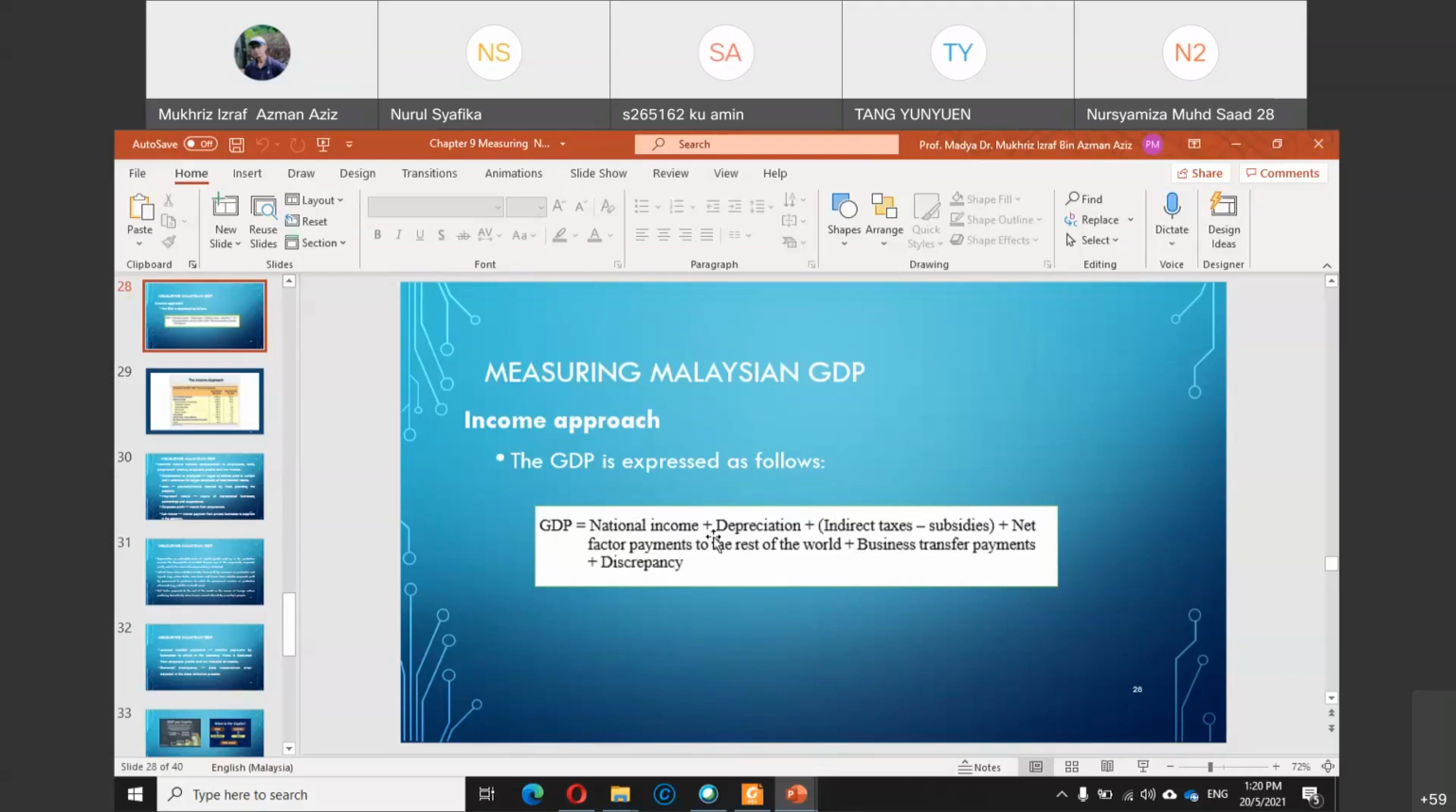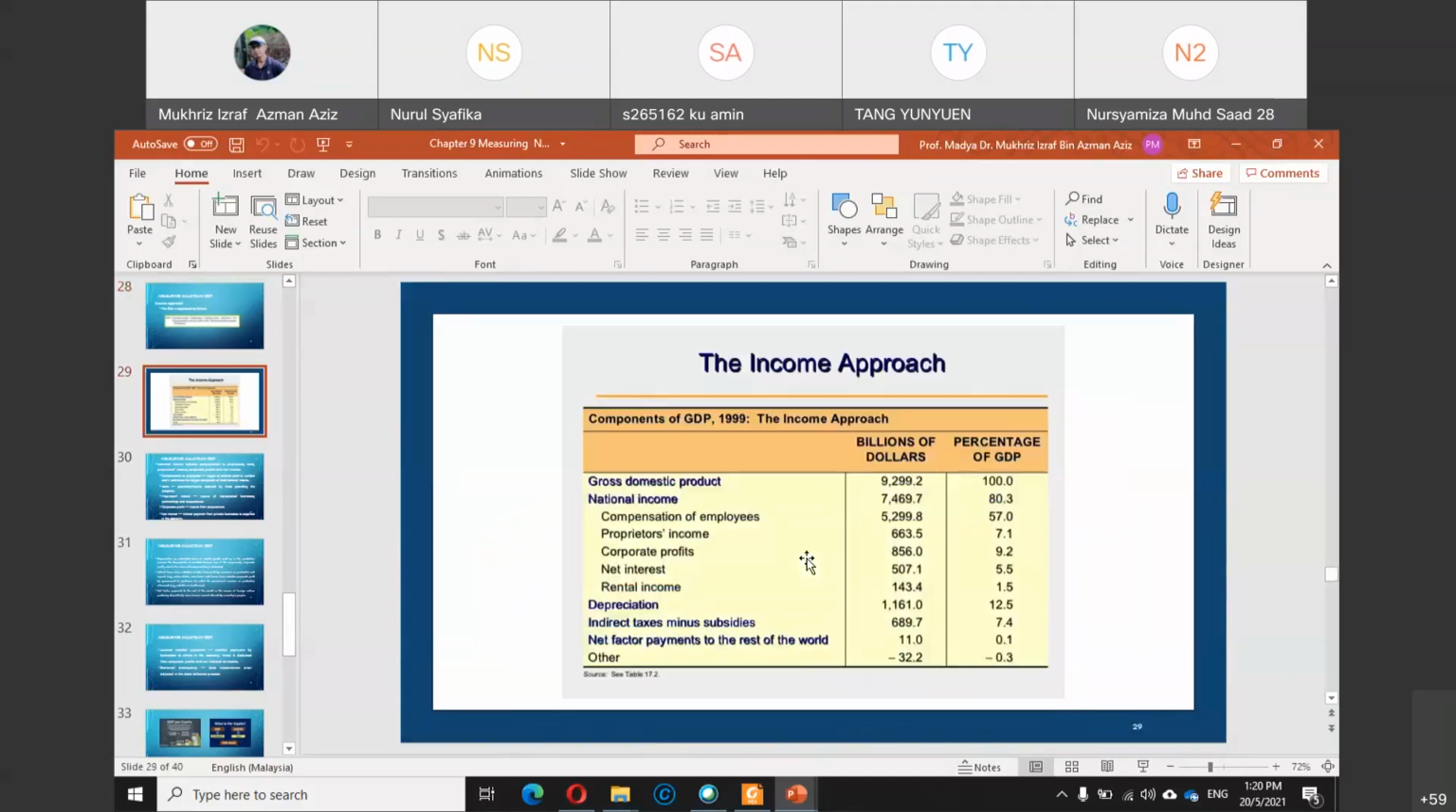Let's see this. The income approach: basically the things that you need to add are all based on income. Profit, salary, wages, and then you add depreciation. Tax minus subsidies, because tax is money to the government, and a subsidy is the government giving money to the people. That's why you need to minus subsidy and add tax, because this is basically income to the economy, to the government. And then factor income to the rest of the world.